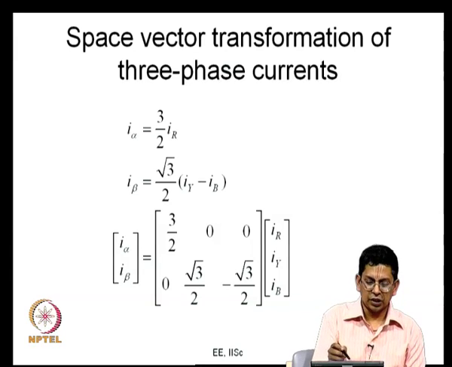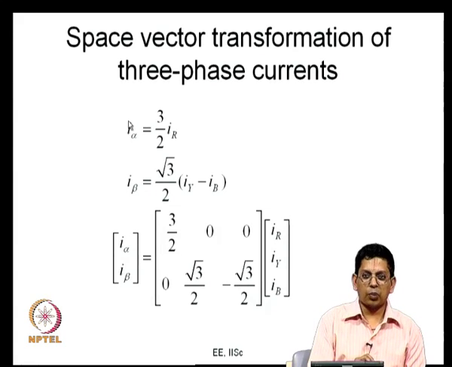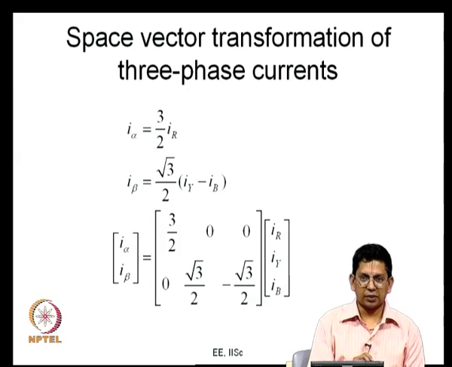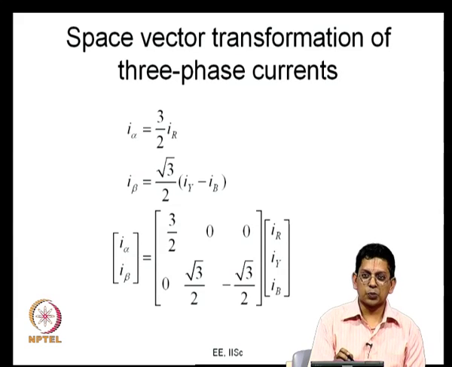In such a situation, we have seen that the 3 phase currents IR, IY, IB can be transformed into a 2 phase quantity, because IR plus IY plus IB equals 0 shows that IR, IY and IB are not independent. And IR plus IY plus IB equals 0 is similar to the equation of a plane, x plus y plus z equals 0, and a plane has only 2 dimensions, and it can be spanned by 2 orthogonal vectors.